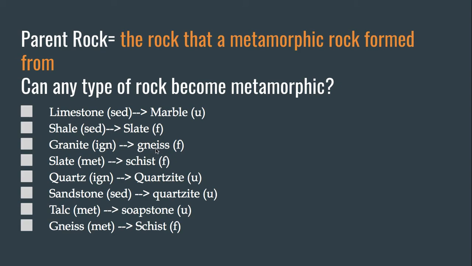But these next ones, this is interesting here. Slate, which is a type of metamorphic rock. Slate comes from shale. Slate is metamorphic. It can be further metamorphosed. So any type of rock can become metamorphic if it's exposed to heat and pressure. It does not matter what it started off as. It can become metamorphic. Okay?